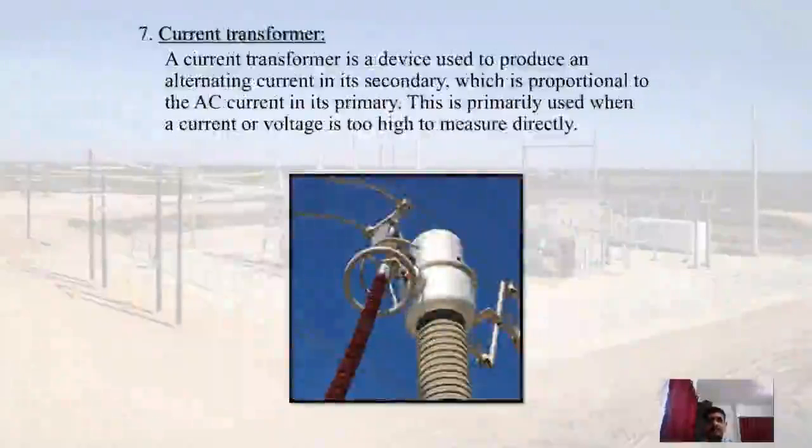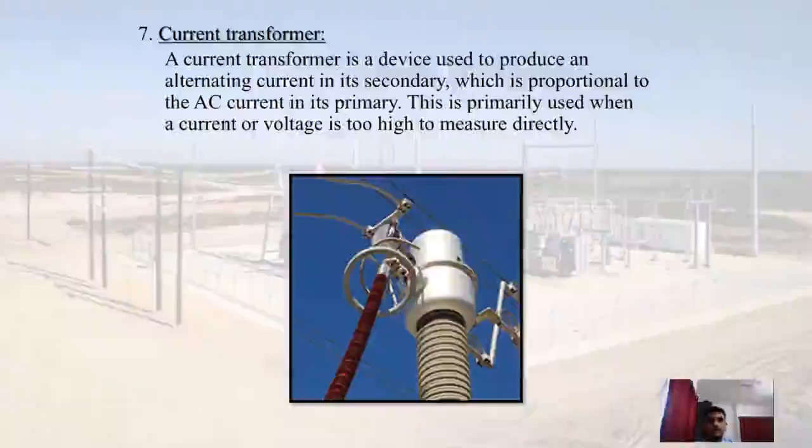In the next slide, here we are going to see the next main element, that is current transformer. A current transformer is a device used to produce an alternating current in its secondary, which is proportional to the AC current in its primary. This is primarily used when a current or voltage is too high to measure directly. Here below I have attached an image of a current transformer.